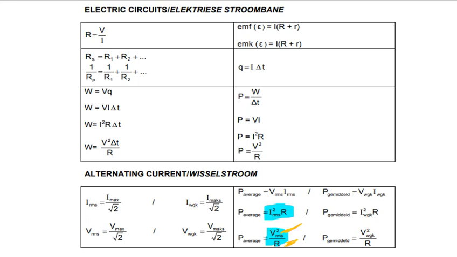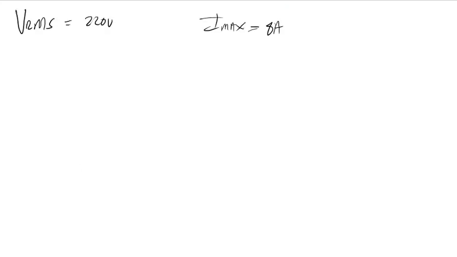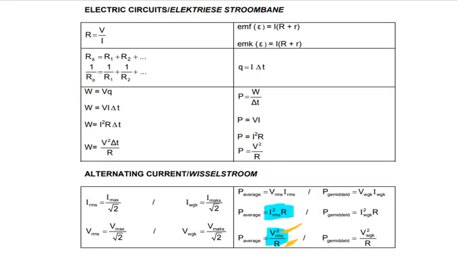So this tells us that we can use this formula, but we need P average. If we decide to use this one, say PAV equals V squared RMS over R, we need to know what PAV is. So let's write the formula for PAV. In order for us to find PAV, look at this. Let's check the formula with Imax.